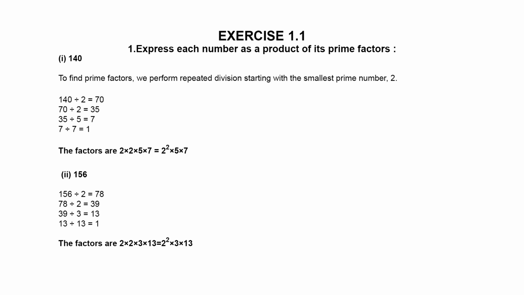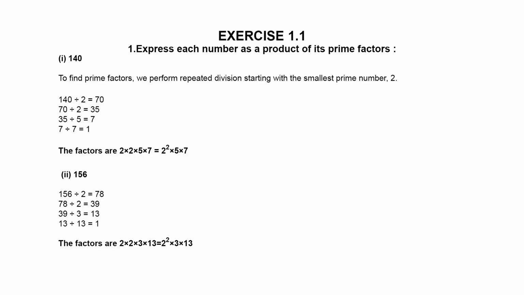Problem 1. 140. To find prime factors, we perform repeated division starting with the smallest prime number, 2. 140 divided by 2 equals 70. 70 divided by 2 equals 35. 35 divided by 5 equals 7. 7 divided by 7 equals 1. The factors are 2 into 2 into 5 into 7, which is equal to 2 square into 5 into 7.